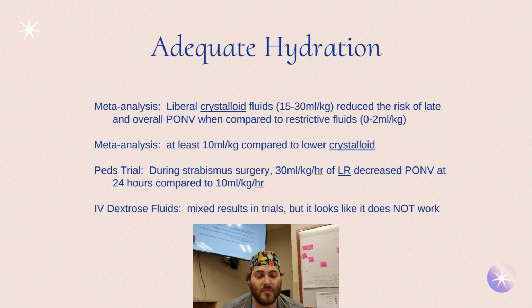That stuff does kind of matter, but the take-home message is this. When you give more fluids, at least this meta-analysis showed, in the 15 to 30 mL per kilogram range, that reduced the risk of overall nausea and vomiting compared to restrictive fluids, which is very restrictive: 0 to 2 mLs per kilo. That's pretty tight. I think it's real easy for anesthesiologists to give fluids because we just kind of open it up, and when we forget about it, next thing we know, we gave way too much fluids.